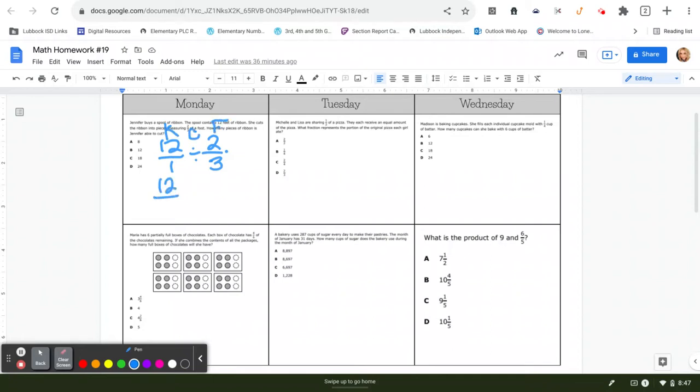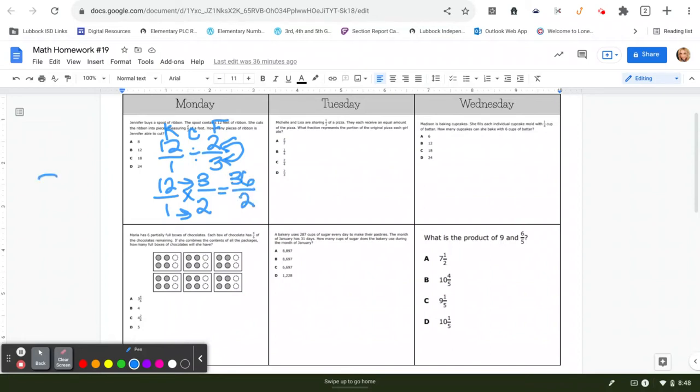We're going to keep it. We're going to change it. We're going to flip it over so we create the reciprocal. We're going to multiply straight across. Okay, I'm going to walk through this entire problem since it is not a unit fraction. Okay, so 12 times 3 is 36. 1 times 2 is 2.